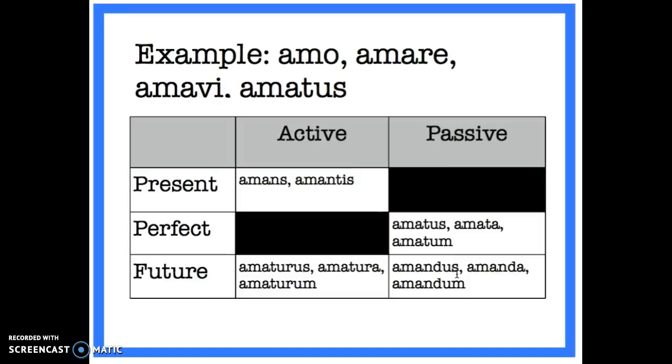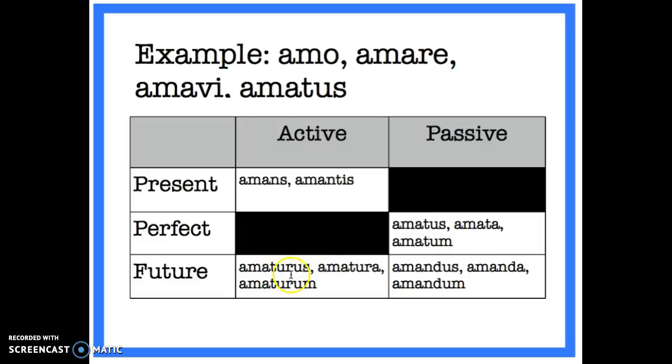So let's try doing this with a word. We're going to do it with amo, amare, amavi, amatus. Here you're going to take the second principal part and take off the re, just like we do when we're conjugating. We always do that. And you're going to add the ns and the ntis. And then for this one, you're going to take the fourth principal part, amatus, and you're going to keep the us. And then you're going to add a and um because of genders.